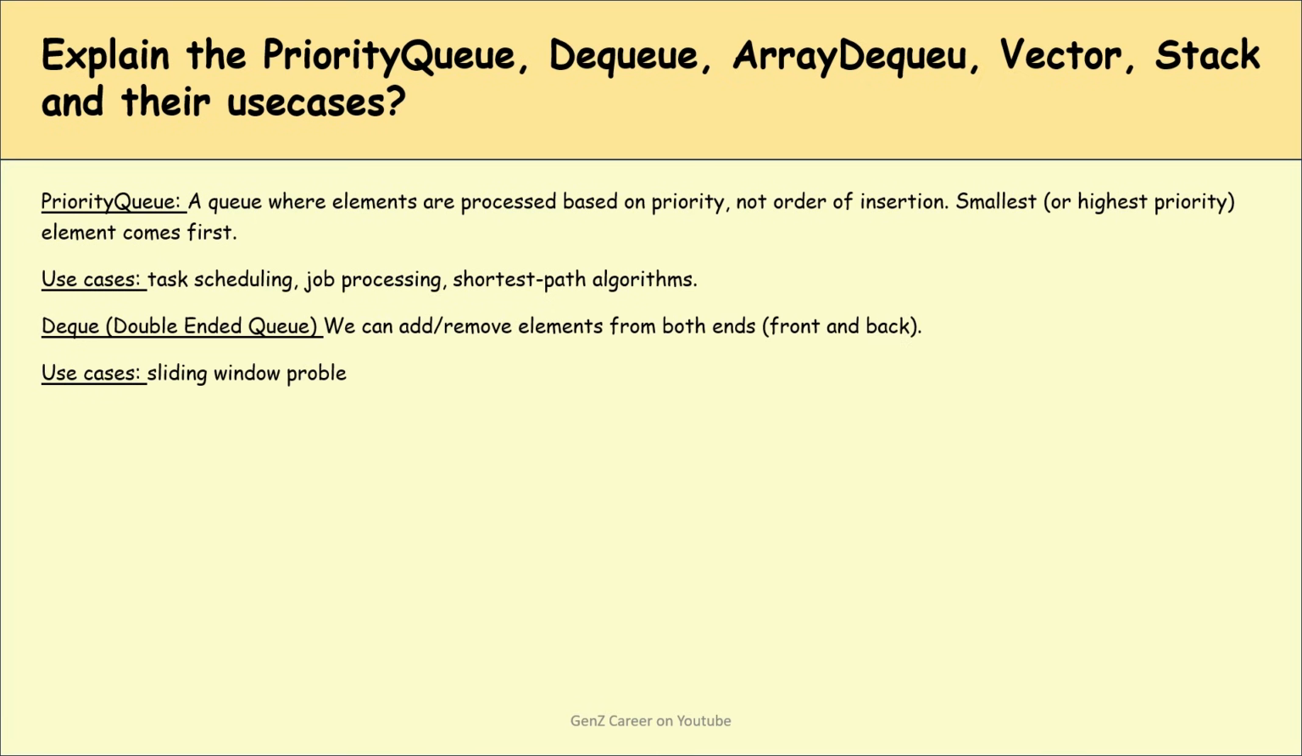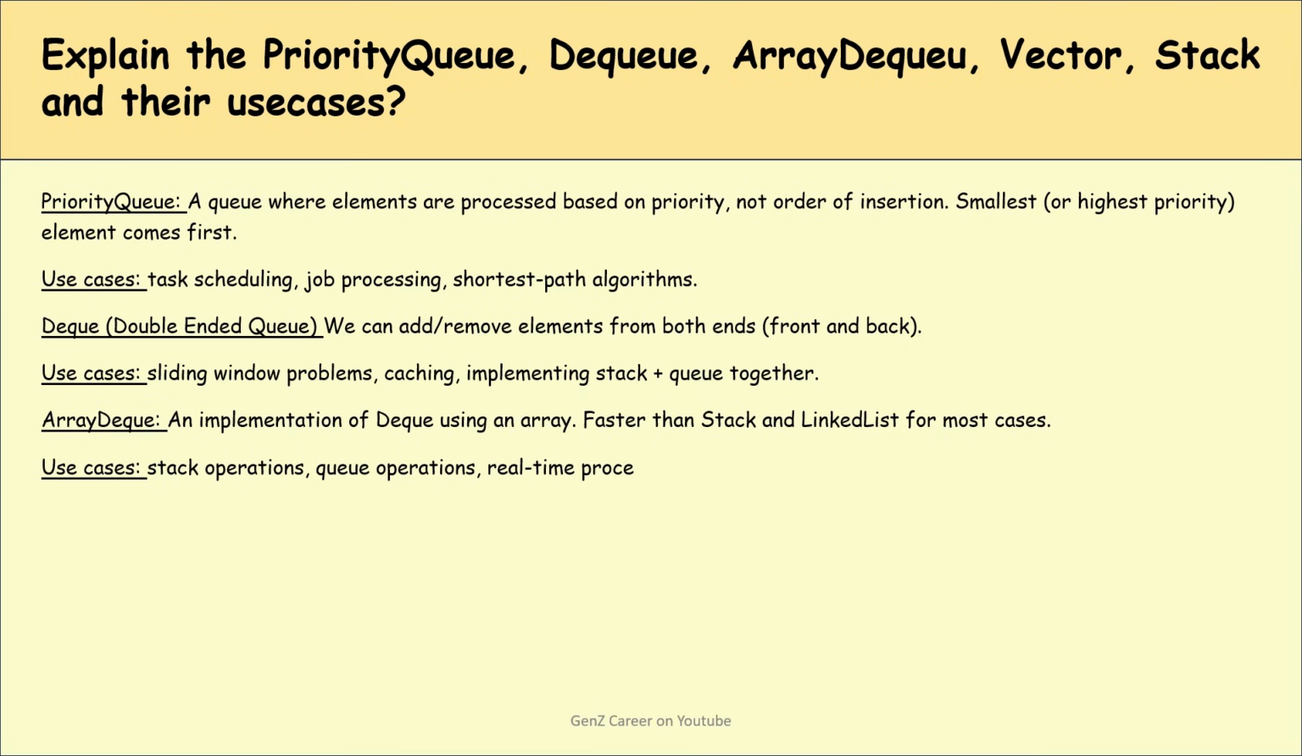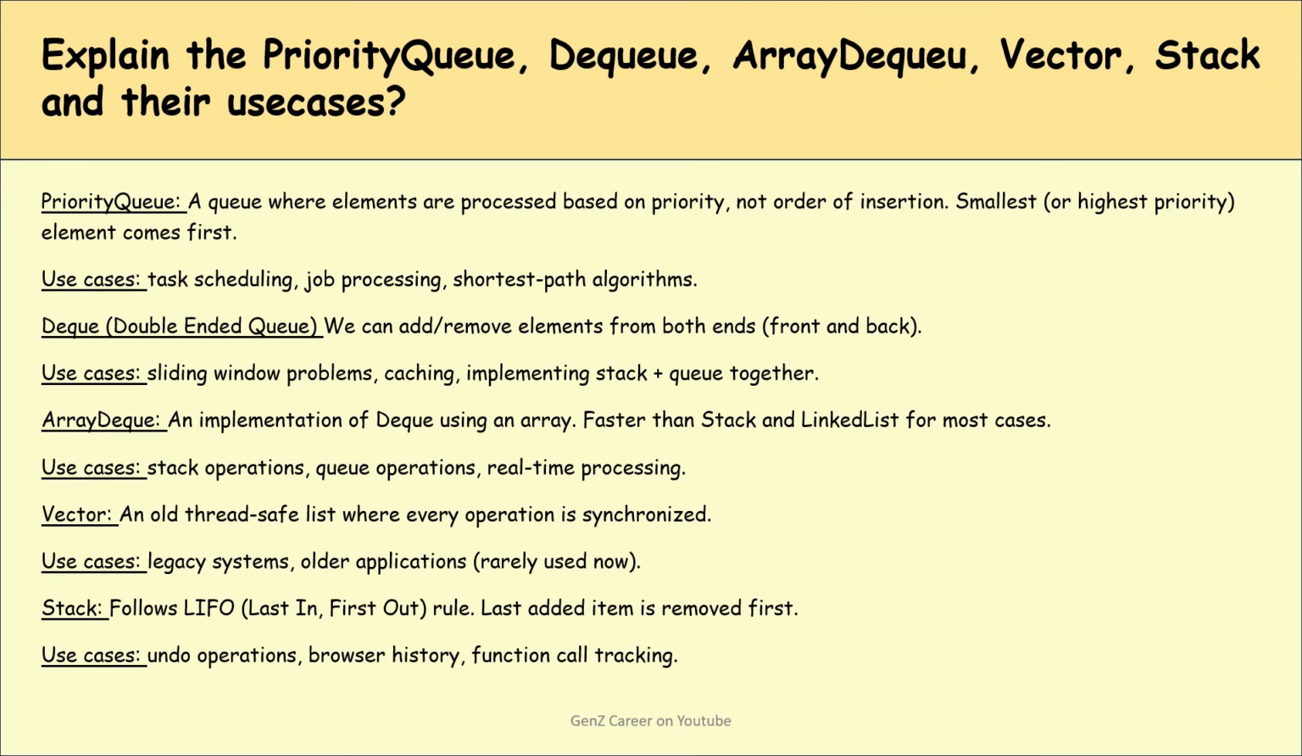Third is ArrayDeque, an implementation of Deque using an array, faster than Stack and LinkedList for most cases. Use cases are stack operations, queue operations, and real-time processing. Fifth is Vector, an old thread-safe list where every operation is synchronized. Use cases are legacy systems, older applications, rarely used now. And the last one is Stack. It follows the LIFO, last in first out rule. The last added item is removed first. Use cases are undo operations, browser history, function call tracking.